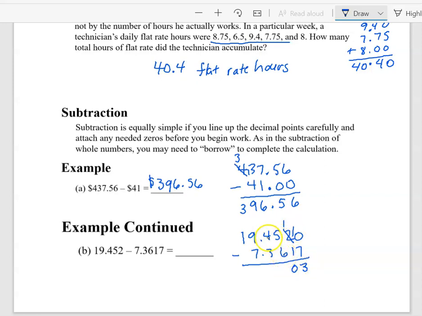We cannot do 5 minus 6, so we'll have to borrow from the 4. Make this be a 3. So 15 minus 6 is 9. 3 minus 3 is 0. We can do 9 minus 7, that's 2, and bring down our 1. So our final answer would be 12 and 903 ten thousandths.